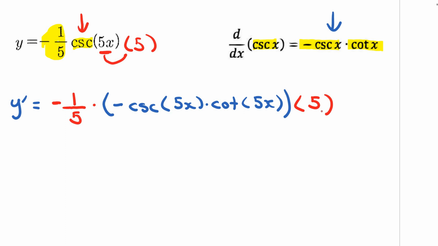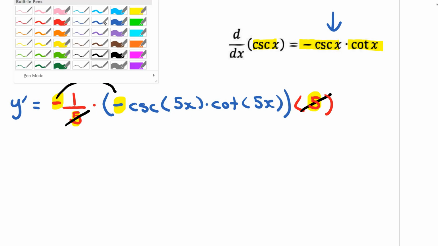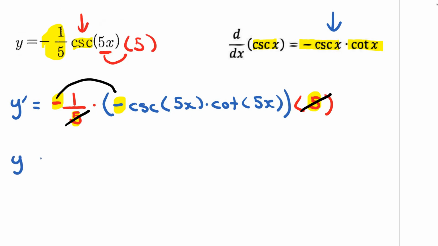Okay, and all we can do from here is, if I multiply this 5 by this negative sign and that negative sign and this 5, everything seems to cancel out. So this 5 and that 5 will cancel out, and this minus and a minus becomes positive. So the final answer here is just y prime equals cosecant 5x times cot 5x. And that should be it. Okay, let's keep on going along.